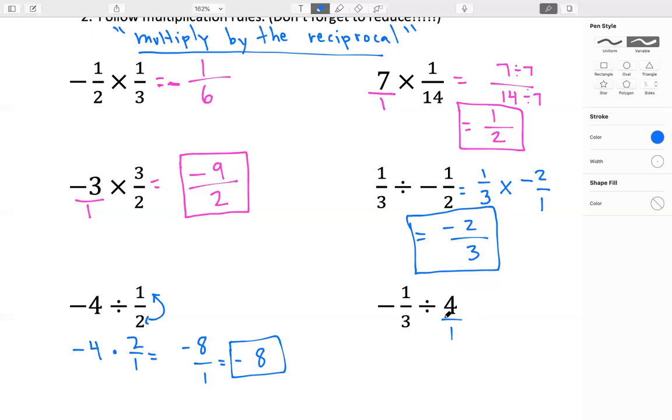And then we have -1/3 times 1/4. Now we can just multiply -1 times 1. It's -1. 3 times 4 is 12. And we cannot reduce that clearly. So that is our answer. And we're done.